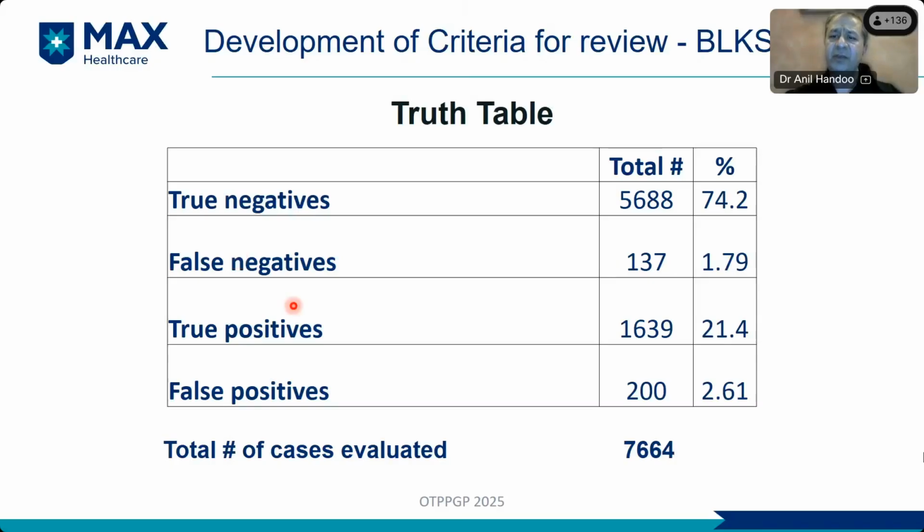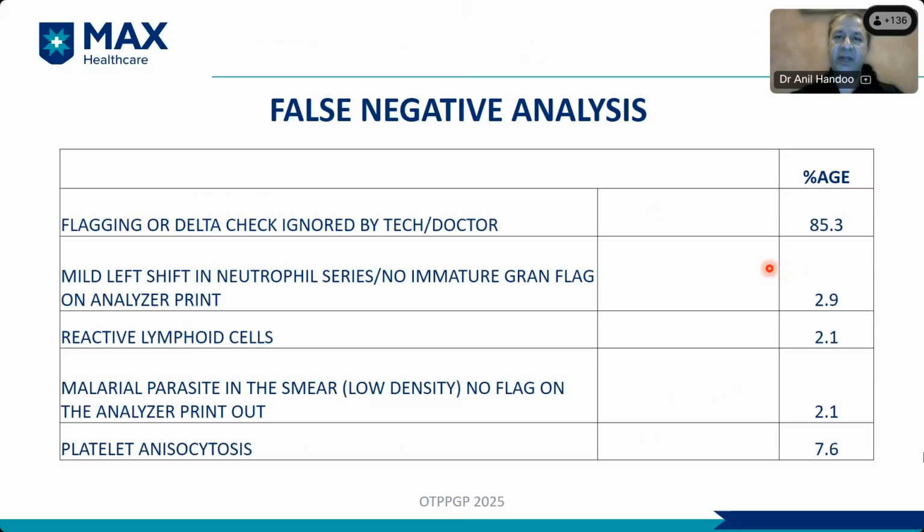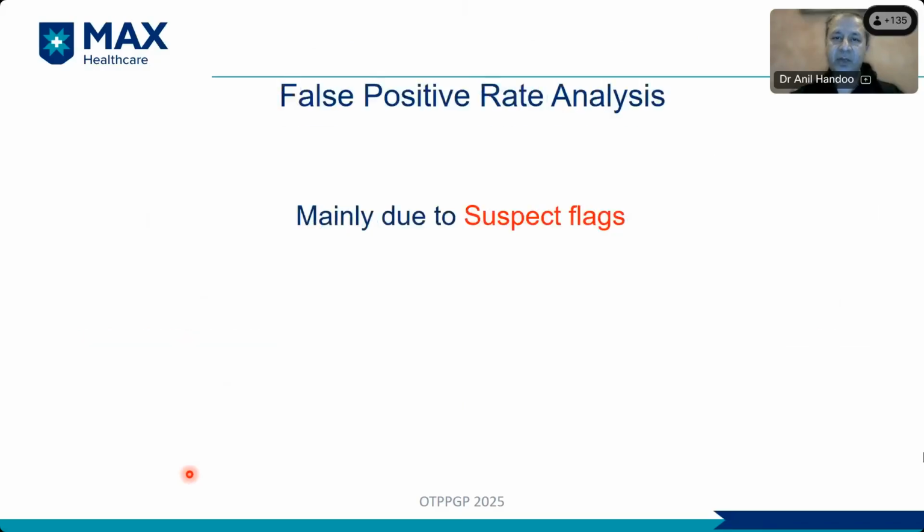So this is where we stood at that point of time. And as you can notice here, less than 1.79% of false negatives in our center. False negatives are primarily due to a delta check which was ignored by a tech or a doctor, a left-shifted maturation which was ignored, a reactive lymphoid cell which was ignored. In some of them, when there was low density of malarial parasite and the instrument couldn't pick up, that time we saw it, and of course in platelet anisocytosis.